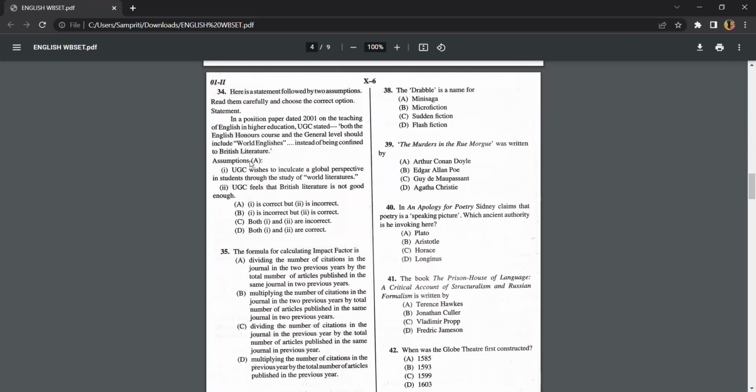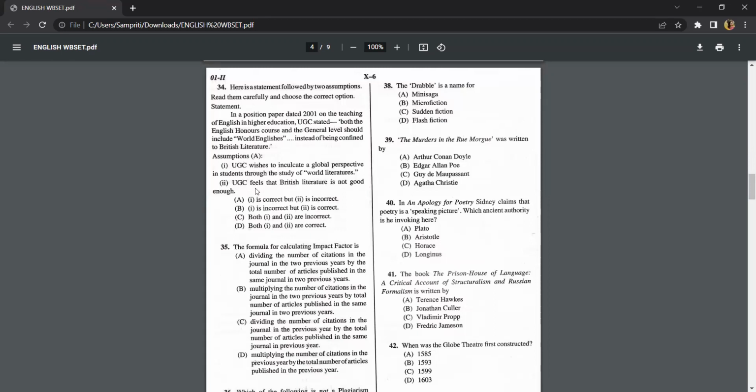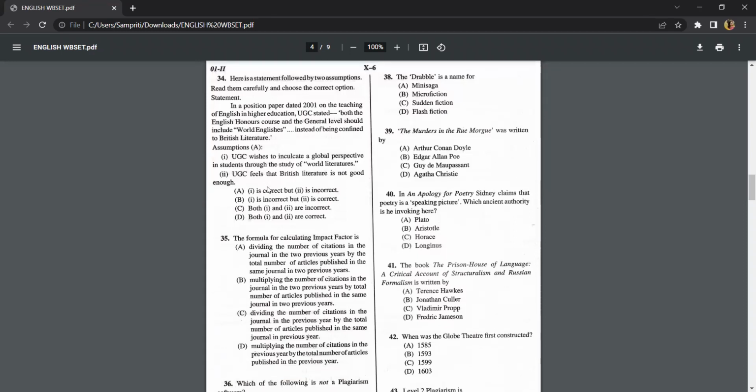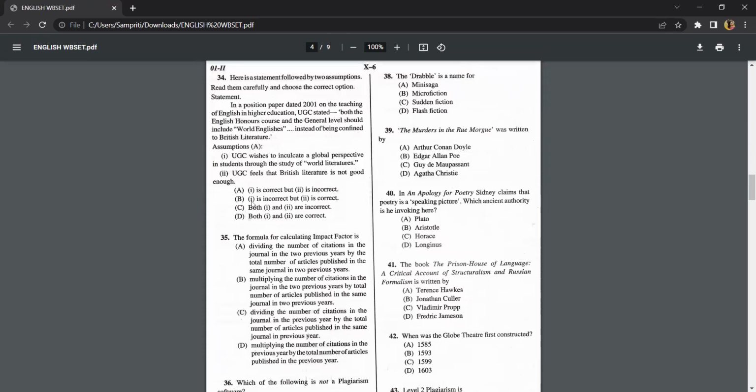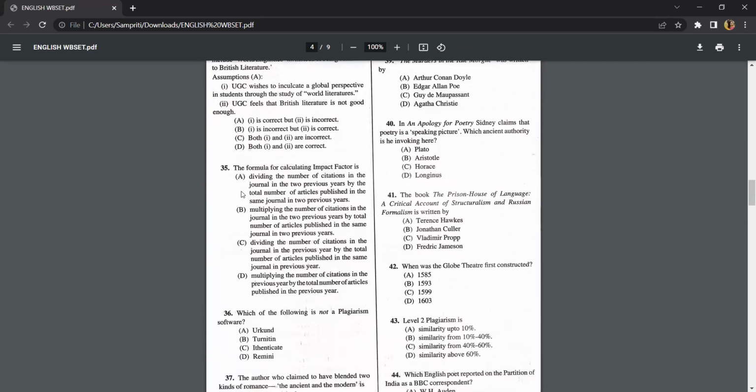Assumptions: UGC wishes to inculcate a global perspective in students through the study of world literatures. Yes. UGC feels that British literature is not gone. No, not silly. So 1 is the correct answer. 2 is not. So 1 is correct, but 2 is incorrect. Option A is right. 34, option A is right.